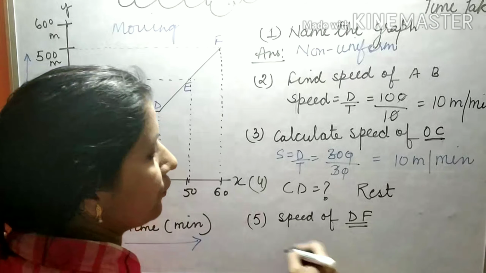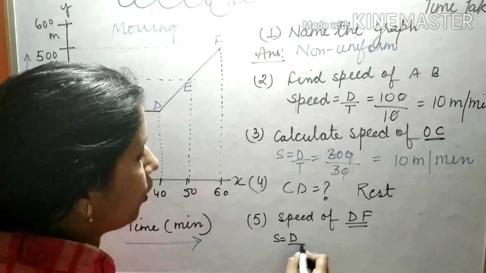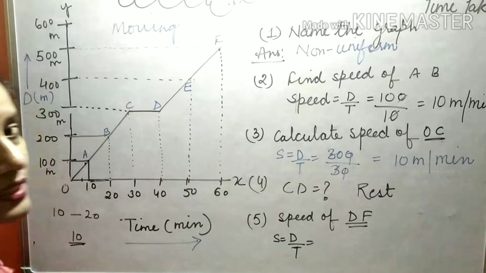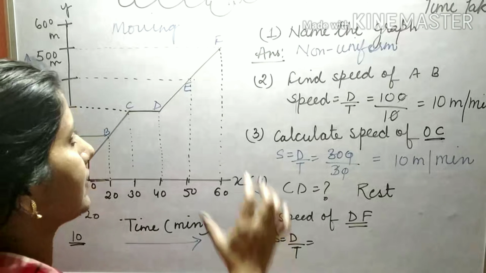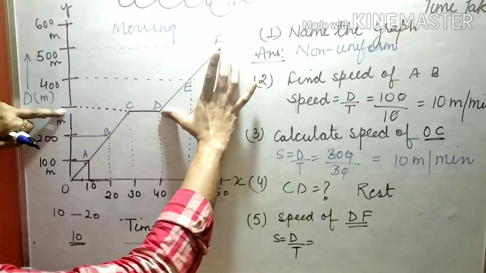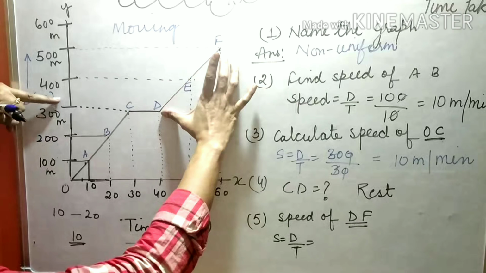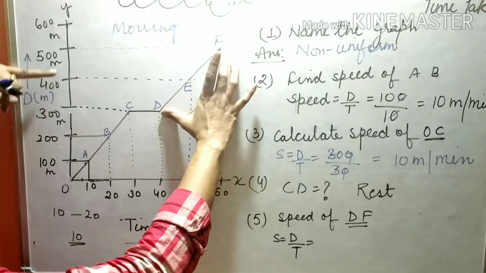So again the formula is speed equals distance upon time. Let's see the distance. Distance means total distance. So what is the total distance? It started from 300, where did it reach? 500. So 100 is covered here, 100 is covered here. So what is the total distance?